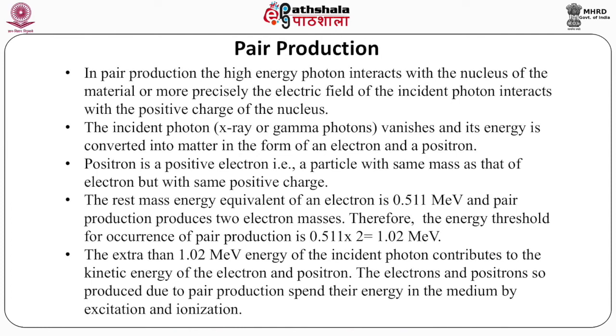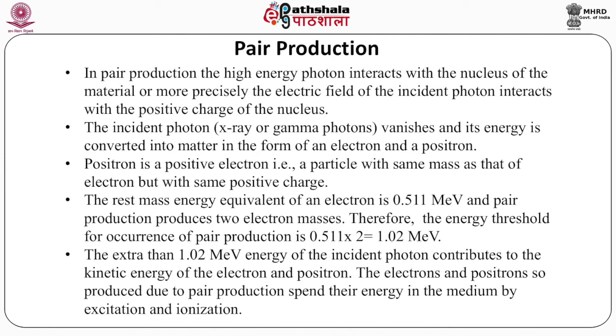In pair production, the high energy photon interacts with the nucleus of the material, or more precisely the electric field of the incident photon interacts with the positive charge of the nucleus. The incident photon, X-ray or gamma photons, vanishes and its energy is converted into matter in the form of an electron and a positron. Positron is a positive electron, that is a particle with same mass as that of electron, but with positive charge.